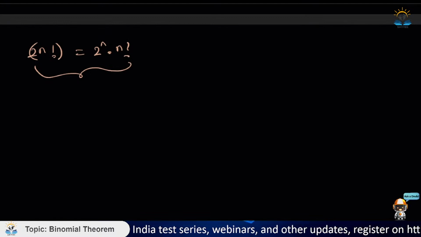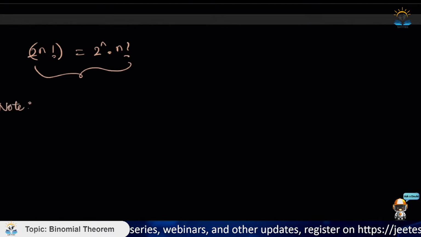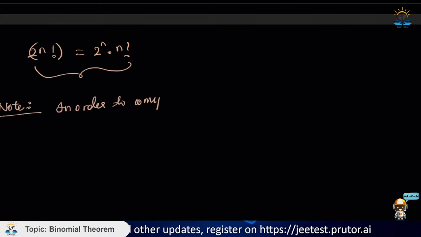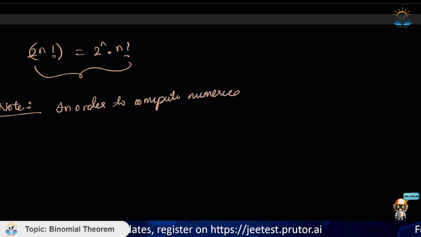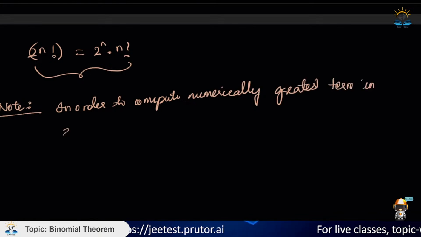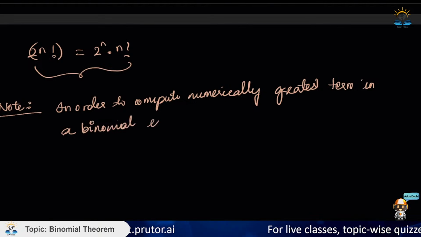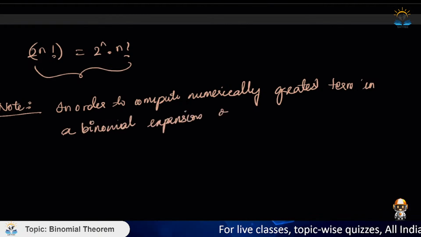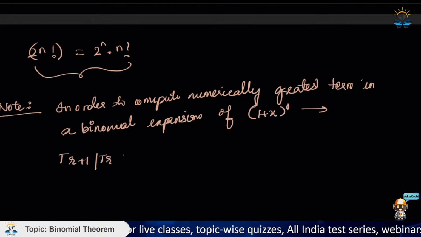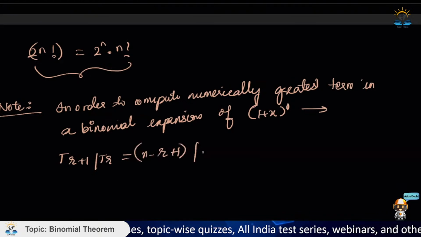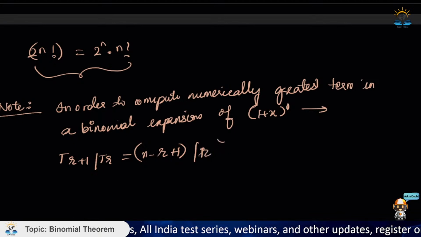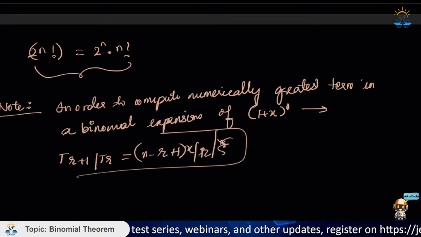So now the next one we have to know is, in order to compute the numerically greatest term in a binomial expansion of (1 + x)^n, we will have to find T(r+1)/T(r) is equal to (n − r + 1)/r times x, which is greater than 1. We can say this for it.